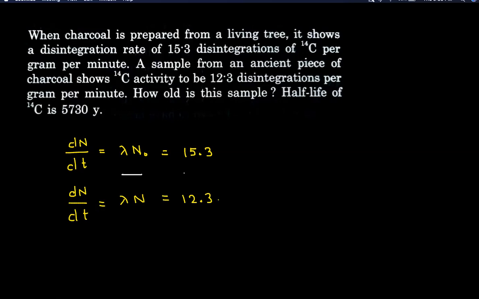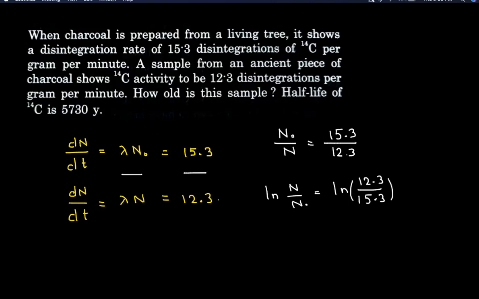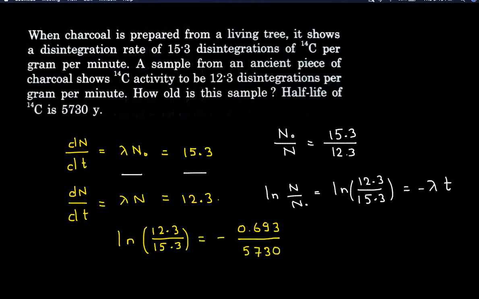So when you take the ratio, we will get n₀/n equal to 15.3 divided by 12.3. So ln of n/n₀ is actually ln of 12.3 divided by 15.3. This is equal to minus lambda times t. And I can modify it and write it like this: ln 12.3 divided by 15.3 is equal to minus of 0.693 divided by 5. Do I need to convert the time into seconds, everyone? Can I write like this? Will I get t in years? What do you think? Yes, sir. Okay.